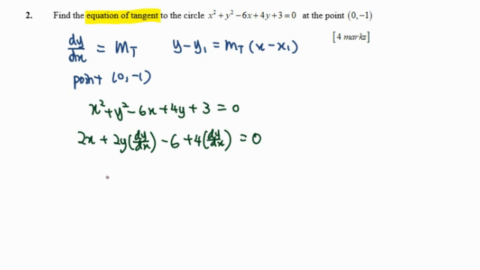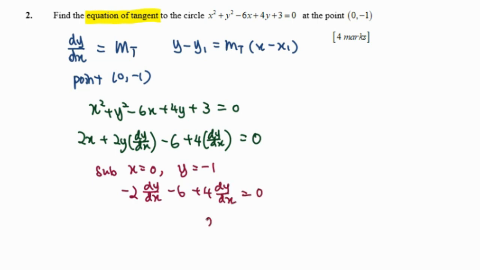So this dy/dx will be our gradient. Now we substitute our point to find the gradient of the tangent, where our x coordinate is 0, y coordinate is -1. So therefore 2x will be 0. Here will be -2 dy/dx minus 6 plus 4 dy/dx. So lastly, we will get 2 dy/dx equals 6. So dy/dx will equal 3, which means that the gradient of the tangent is 3.